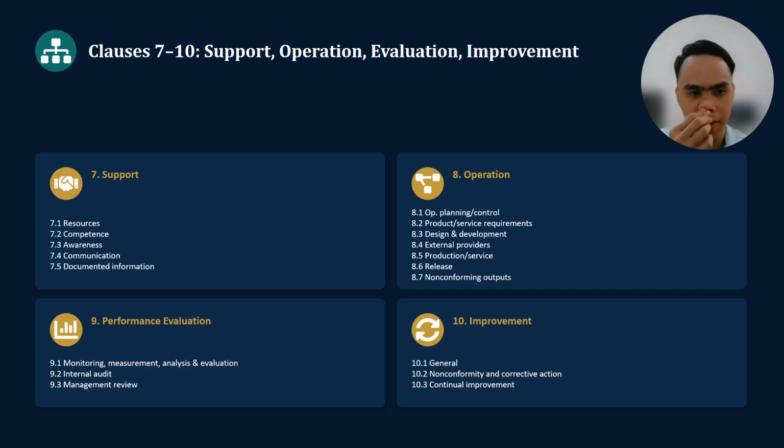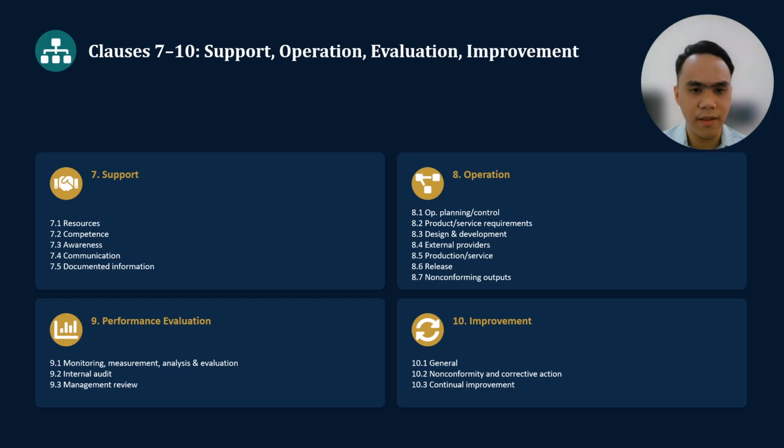Clause 9 is performance evaluation, and it has three sub-clauses. 9.1 is monitoring, measurement, analysis, and evaluation. 9.2 is internal audit, and 9.3 is management review. Clause 10 is improvement, so it closes out the standard with three sub-clauses. 10.1 is general, 10.2 is non-conformity and corrective action, and 10.3 is continual improvement.